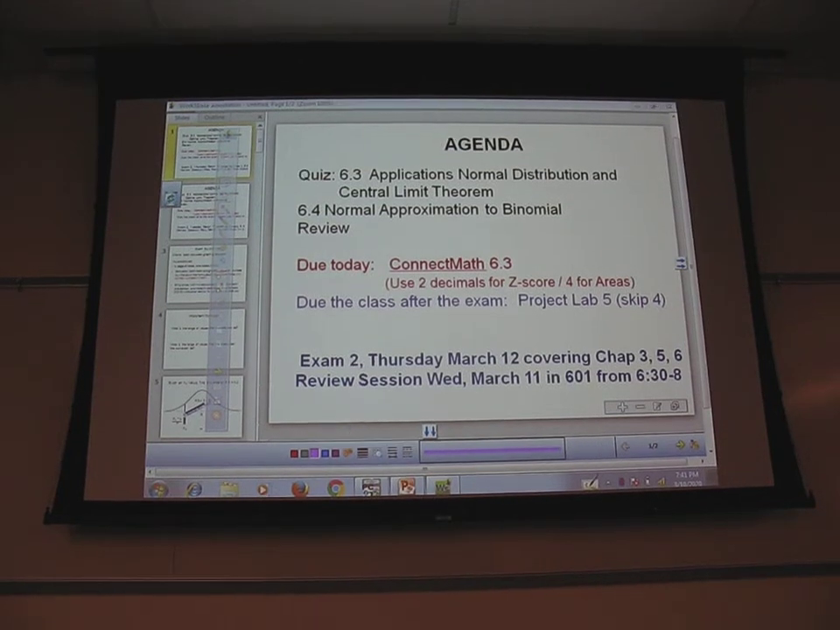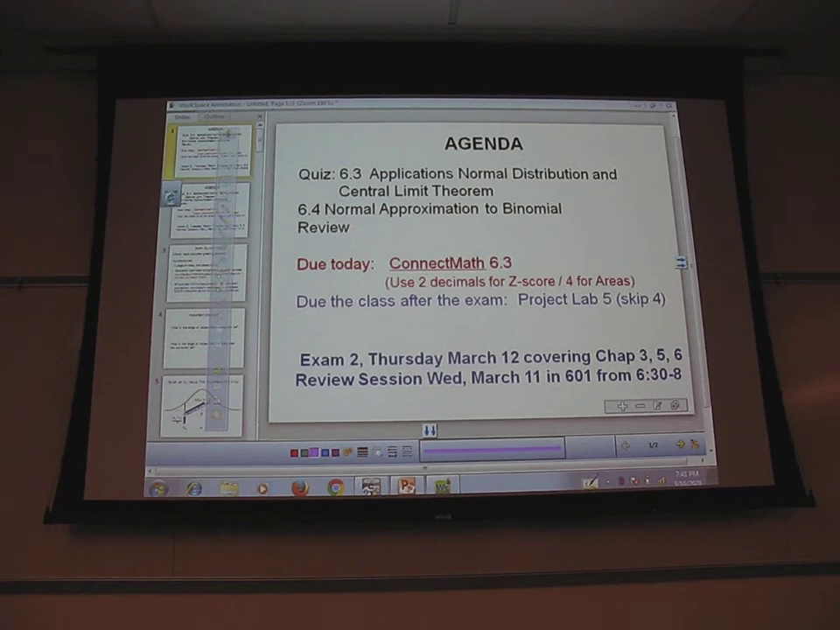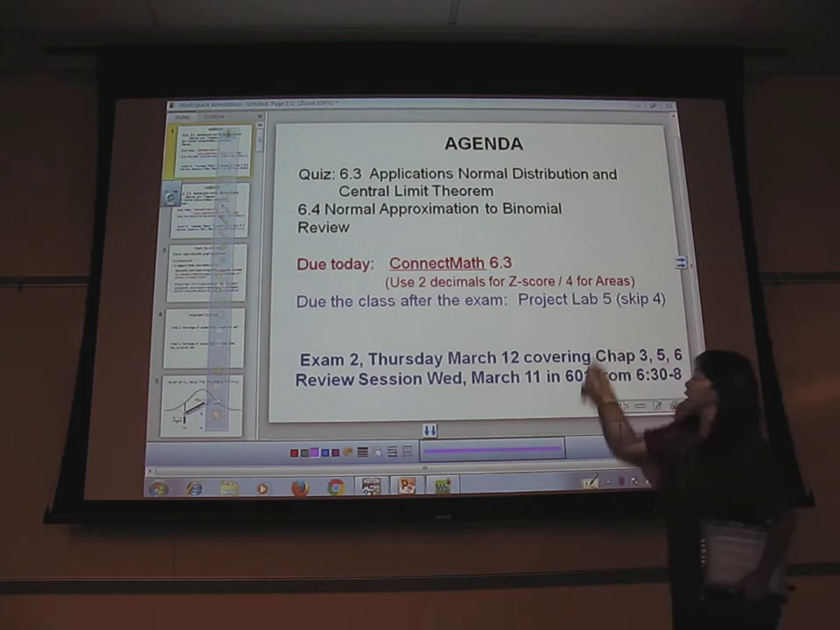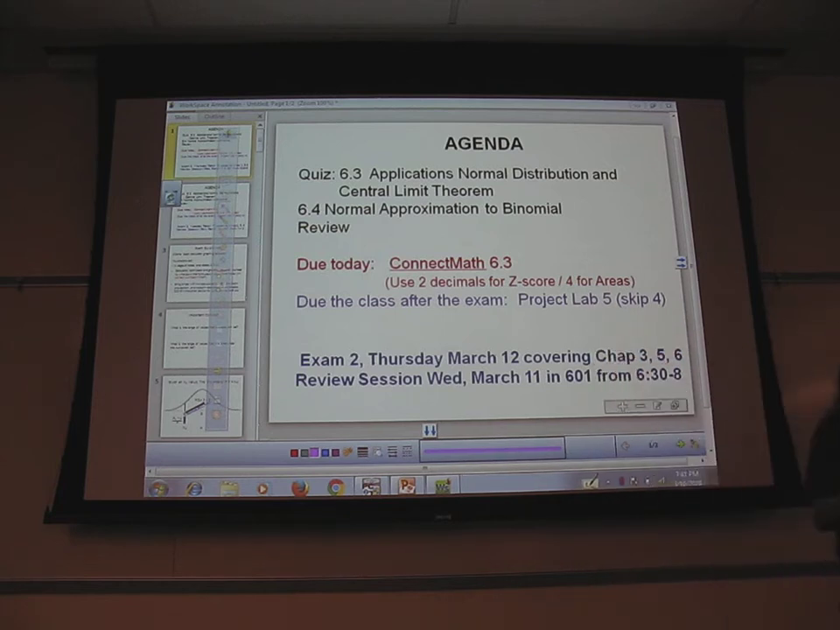Today, we're going to review 6.3, and then we'll go over 6.4 as well, and then we're going to do a little bit of reviewing for the exam, just a small amount, not comprehensive at all, but just a little smattering. You have 6.3 due tonight. Please use 2 decimal places for the z-score and 4 decimal places for the areas, otherwise you will not get the right answer. We talked about that before. The homework is going to assume you're using tables, which only have 2 decimals for z-score, so make sure you only use 2 decimals.